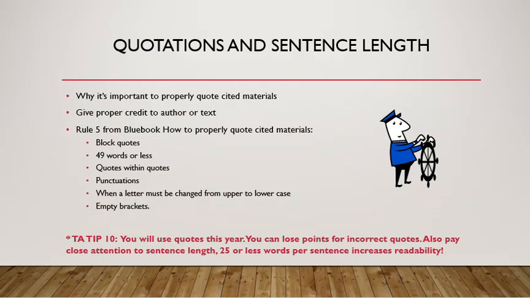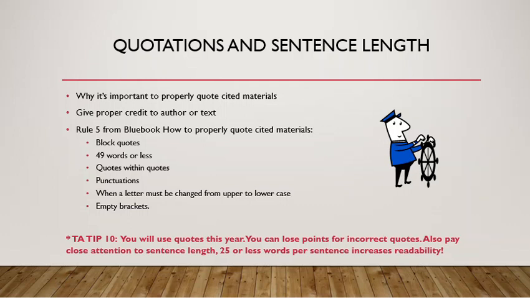Slide 12, quotations and sentence length we went over. We went over why it's important to properly quote cited materials, to give proper credit to the author or text. We want to avoid plagiarism, definitely. Rule 5 from the Blue Book on how to properly quote cited materials. We have block quotes. Specifically, they're used with 50 words or more. We have specific rules for quotations of 49 words or less. Quotes within quotes, punctuation, when a letter must be changed from upper to lowercase, and empty brackets.